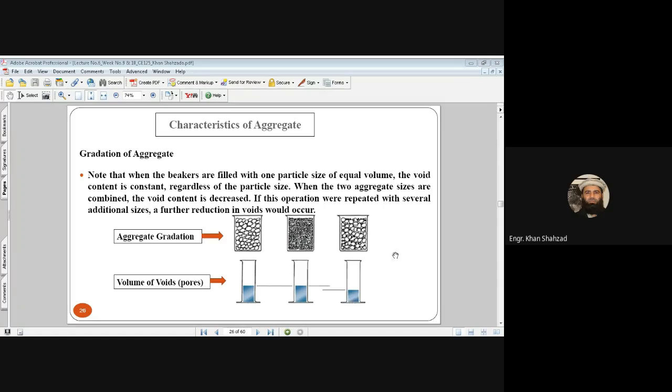Okay, so when you have fewer voids in the concrete or fewer voids in the aggregates, then you can have a better quality of concrete. Note that when the beakers are filled with one particle size of equal volume, the volume of these two is the same. The void content is constant. You can see this is the void content, it is constant, regardless of the particle size. When the two aggregate sizes are combined, the void content is decreased. You can see the void content is decreasing. If this operation were repeated with several additional sizes, a further reduction in voids would occur. I hope it is now very, very clear.